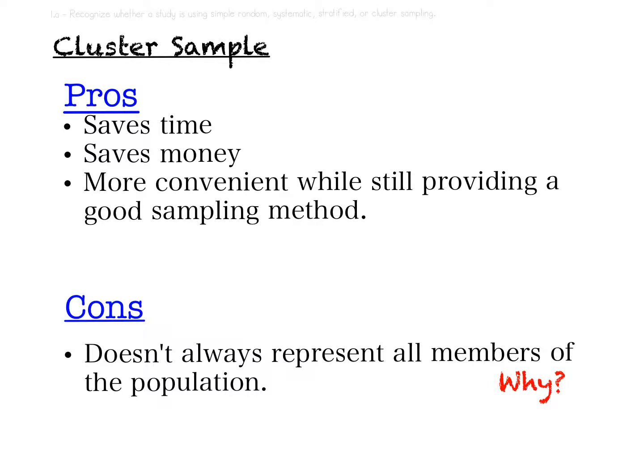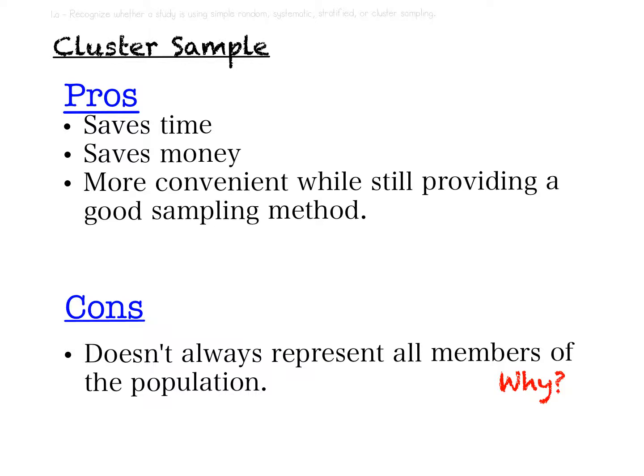So here are some pros and cons. We kind of already talked about this. A pro of cluster sampling is that it saves time and it saves money. Instead of interviewing every single person across the United States, I can choose different areas by random selection and go and interview or survey all those people. It's more convenient while still providing a good sampling method. I'm still using random selection, which is what we want because that gives us a better chance of reducing bias, and it's more convenient because the people I'm choosing are in one natural location.